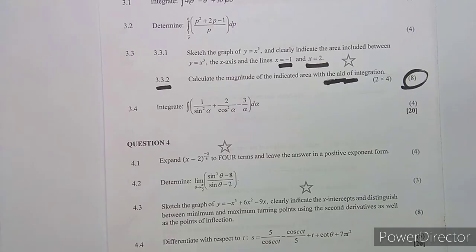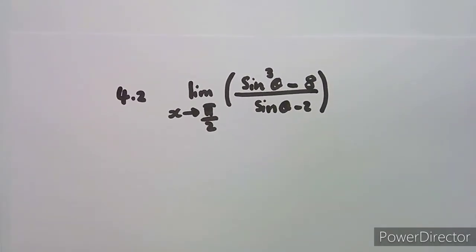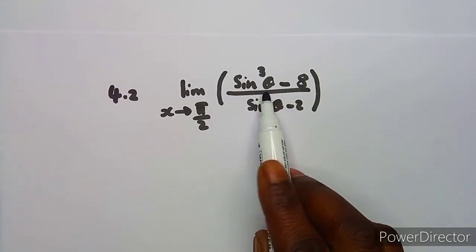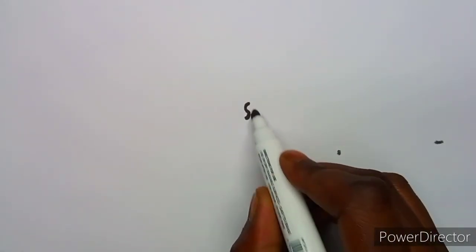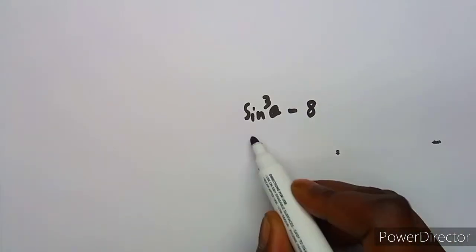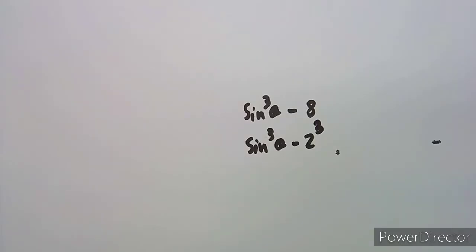So the actual thing is that here, guys, I want you to see, where did I write this? Okay, it's here. Let's see here. I want you to see something here. Okay, this is what is happening here. We know that this is sine to the exponent of 3 theta minus 8. We can write 8 as 2 to the exponent of 3, like this.